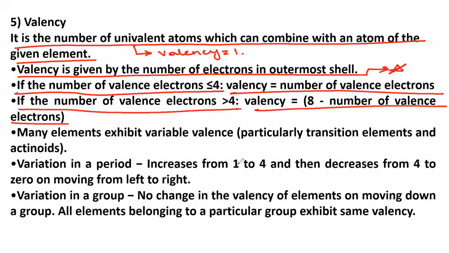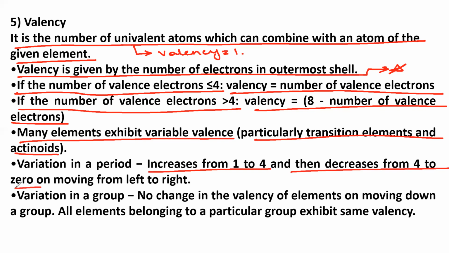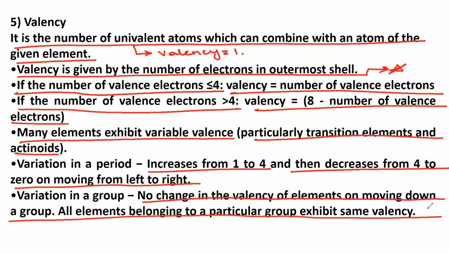Now, many elements exhibit variable valencies, particularly transition elements. They do not have only one valency. They have more than one valency. That is called variable valencies, and actinoids usually. Variation in a period: valency increases from 1 to 4, and then decreases from 4 to 0, moving from left to right. Variation in a group: no change in the valency of elements on moving down the group, because the elements which are kept in the groups are based on their valencies only. If they have similar valencies, then only they will form a group.